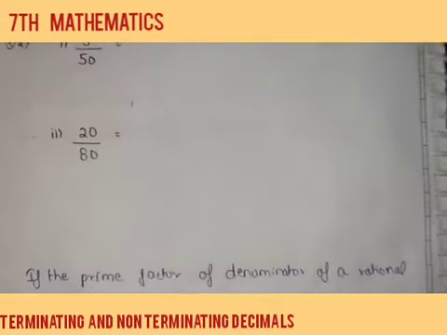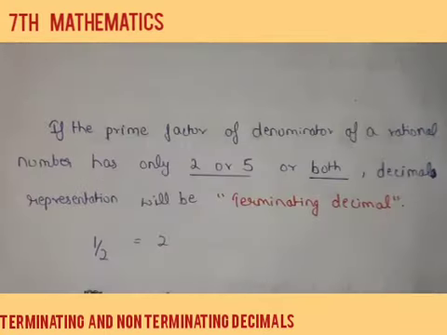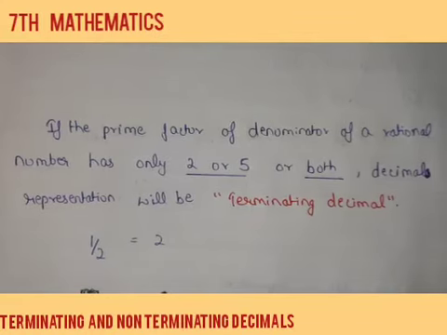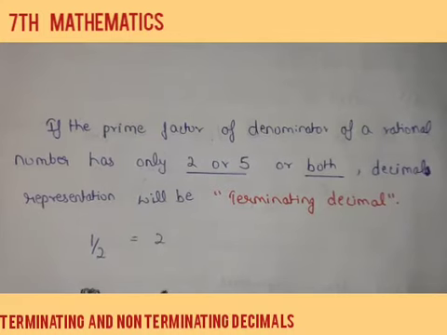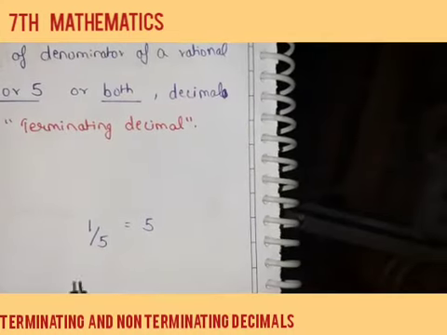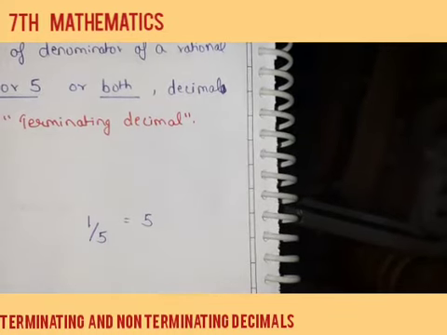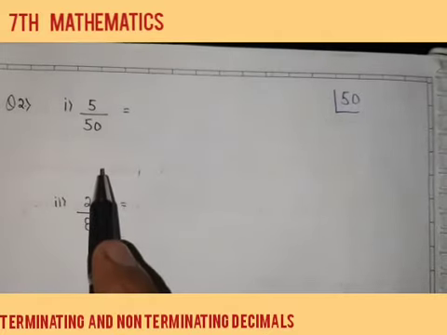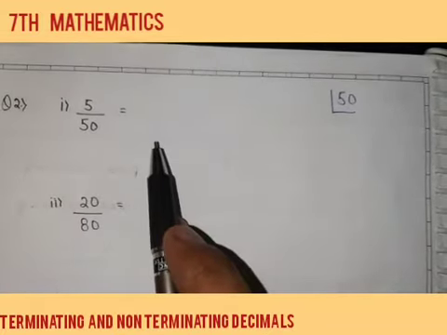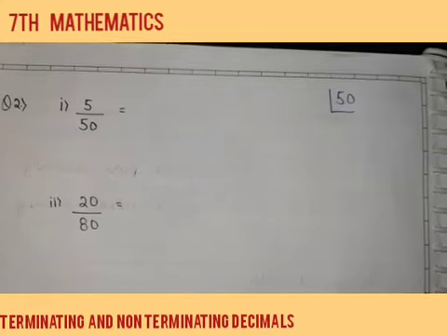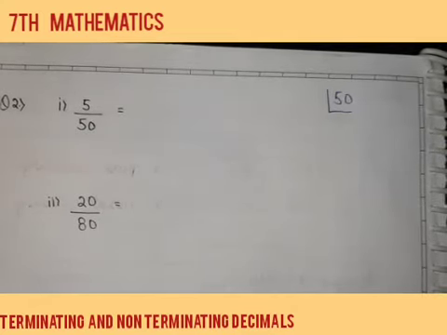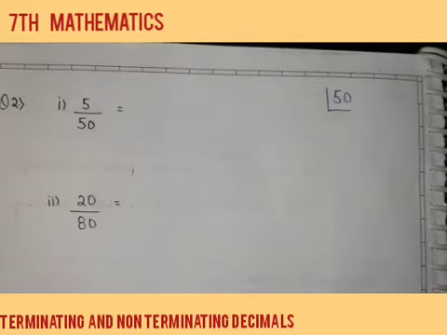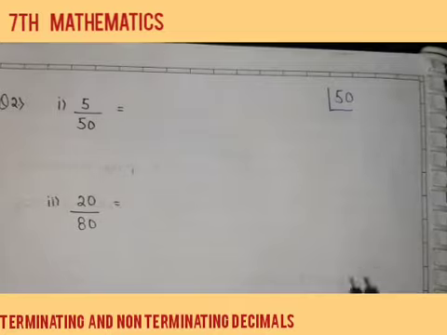For example, 1 by 2, its prime factor is 2 only. 1 by 5, its prime factor is 5 only. That means they are terminating decimals. Now let's see the question. 5 by 50. As per the direct method, the prime factors of the denominator of a rational number should be either 2 or 5 or both. So for this we need to do the prime factorization.